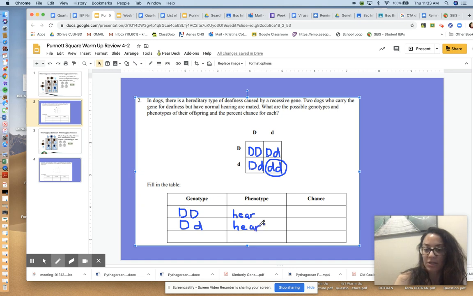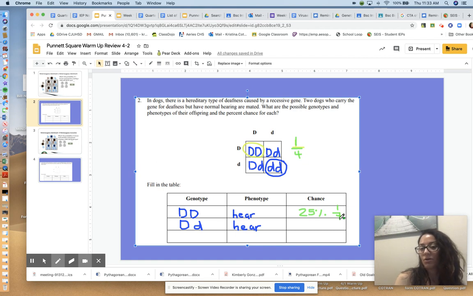Now let's go ahead and take a look at the chances here. How many genotypes are capital D, capital D? You have one, right? So you're going to have one out of how many boxes are there? One out of four. Do you remember the percent chance that is? That's 1/4. So that's going to be 25%. So you can either write this as 25%, or you can write it as 1/4.